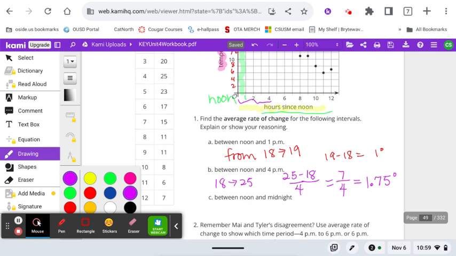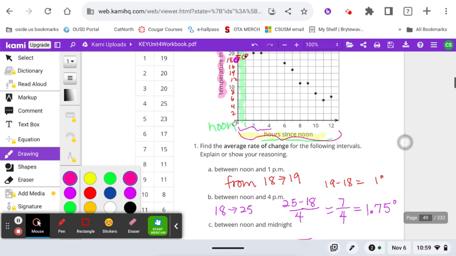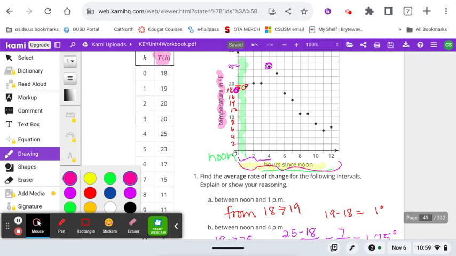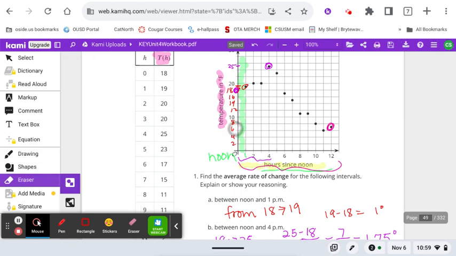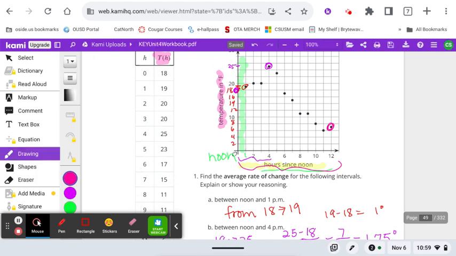Pause the video and try from noon to midnight. All right, let's see how you did. So from noon to midnight, this is now a 12-hour span. And we're going from that starting 18 all the way to here. This is going to be downwards. And it looks like around 7 is where that one is hitting, here in between the 6 and the 8, this guy right here.